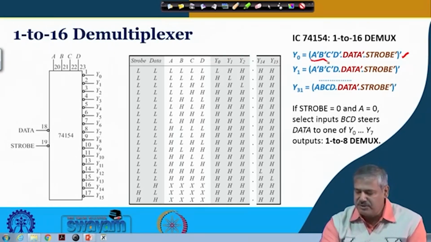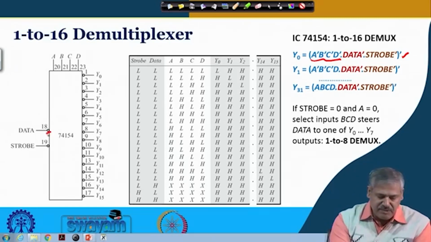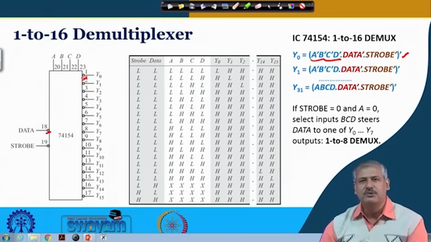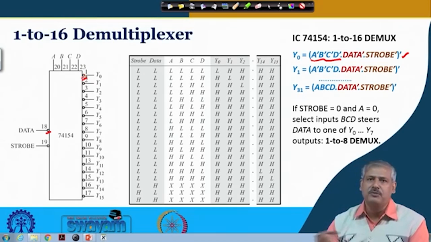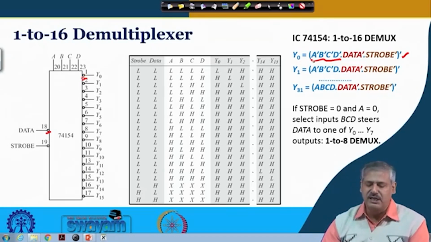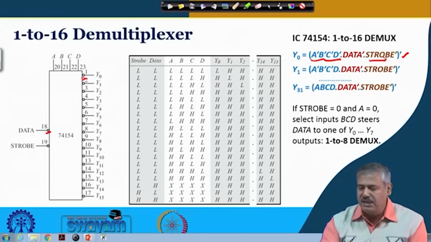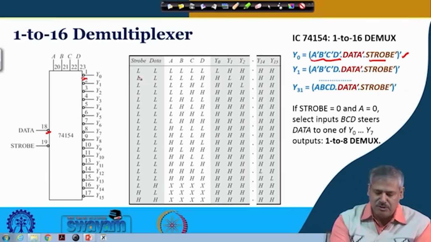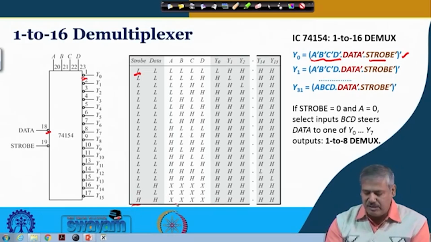These are the select inputs, and the data is inverted here and the output is also inverted here. So basically the output will be following the input. Whenever input goes low, output will go low, and whenever input goes high, output will go high, with the corresponding output going high depending on the select inputs. Similar to the previous case, this will work properly when the strobe is low. If strobe is high, irrespective of the selection input or the data input, all the outputs are high.